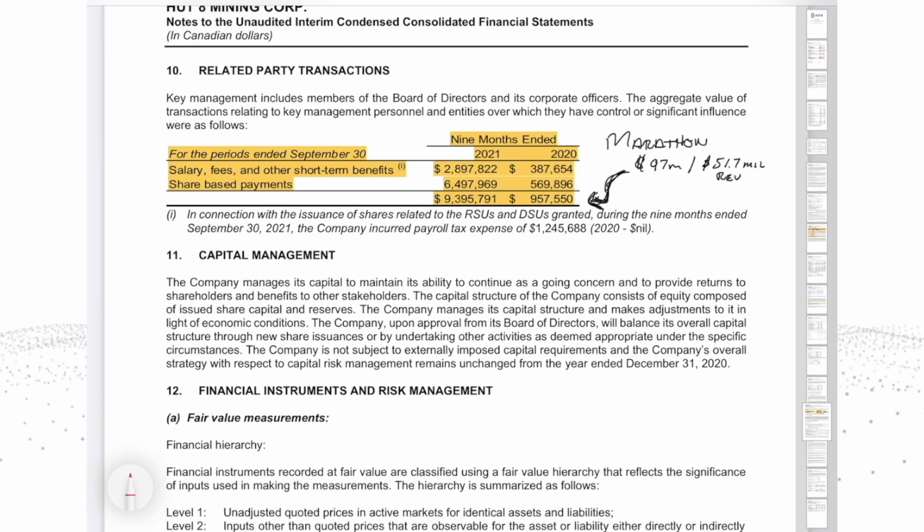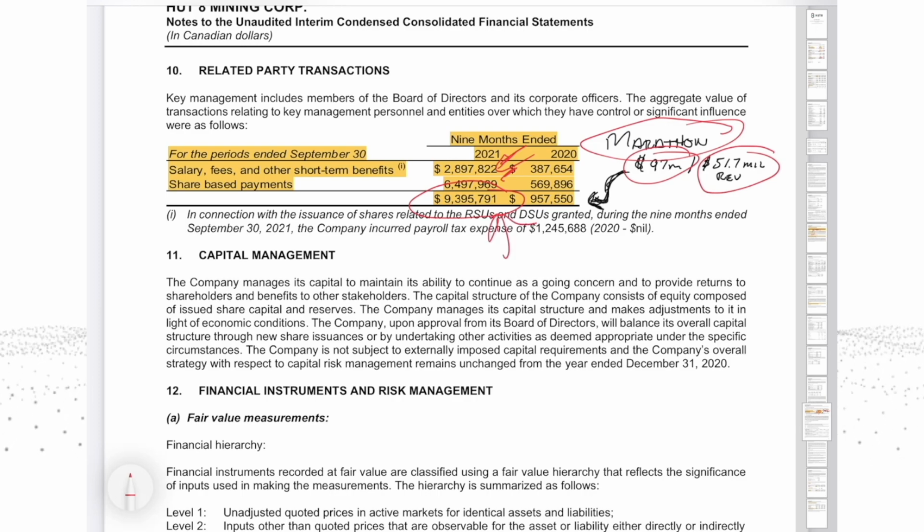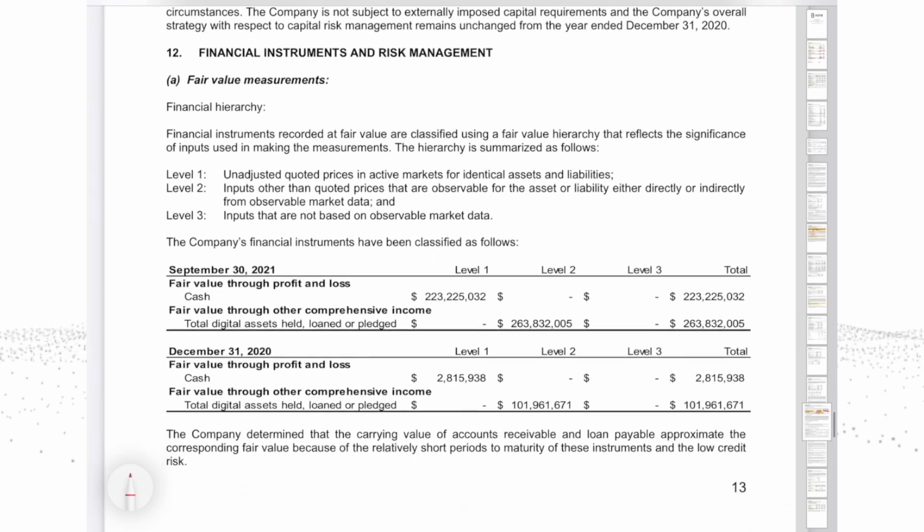Okay. This, I was happy to see related party transactions. So for the periods ended September 30th, salary fee and other short-term benefits was almost 9 million right there. Share-based payments was 6.4 million roughly, which was also great to see. So a total of 9.35 for basically salaries and share-based compensation. And then comparing that to Marathon had 97 million on 51.7 million of revenue, which I thought was just outrageous. So I love seeing that. That's great. The company's doing great. I'm all for them having share-based compensation on it.